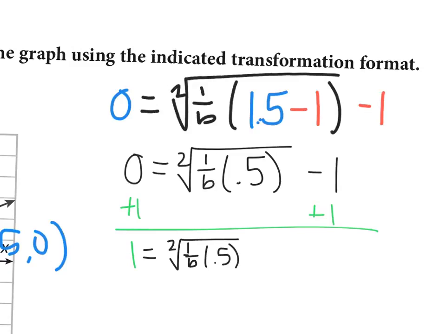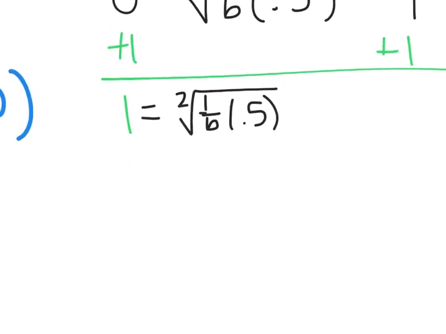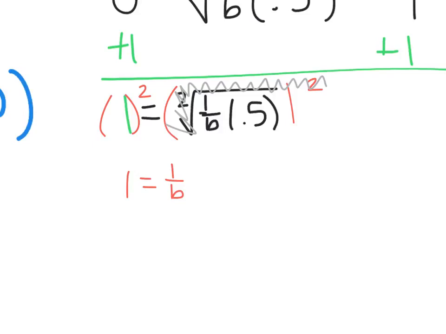And now the question is, how do you get rid of the square root? And this is kind of where the new stuff comes in. It's really easy, though. To get rid of a square root, you do the opposite of square rooting, which is to square both sides. Because when you square a square root, they cancel each other out. So on the left side, 1 squared is still 1. On the right side, our square and our square root symbol end up disappearing. They cancel each other out. So I'm left with 1 over b times 0.5.